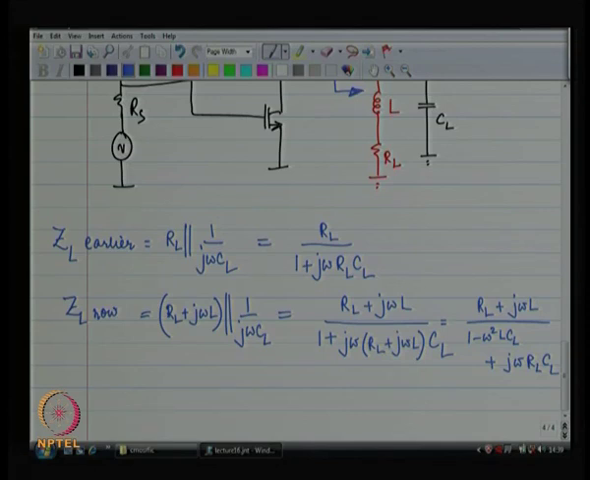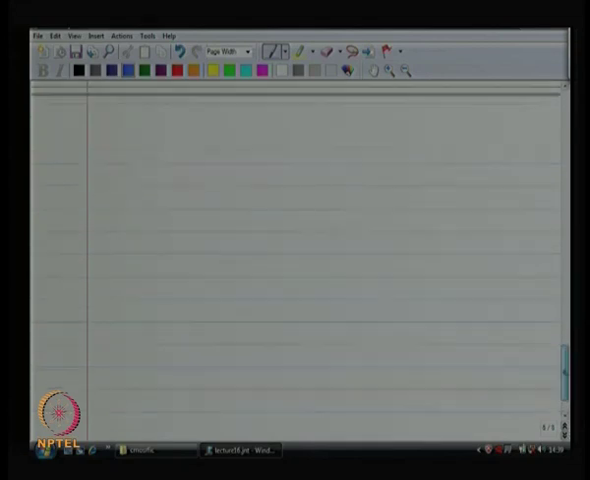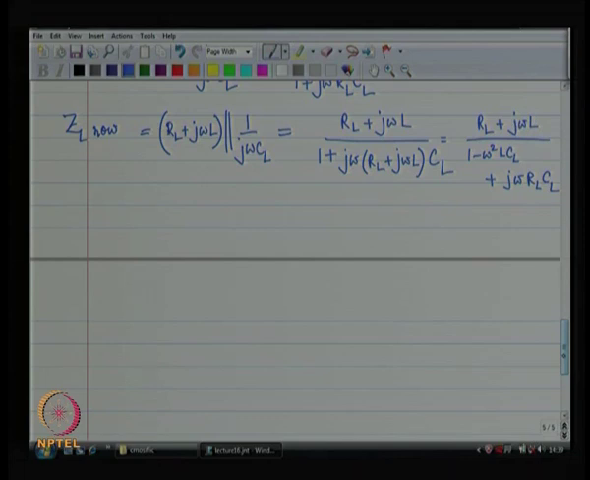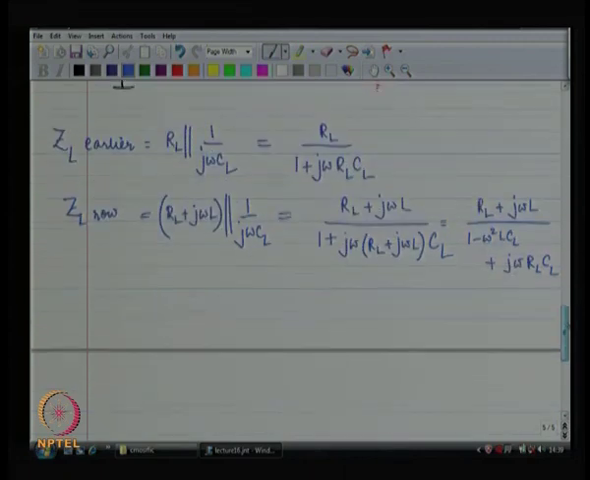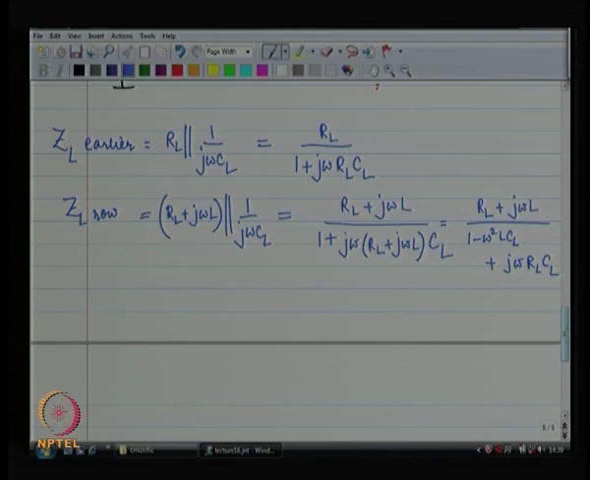So, what have we got? We have now arrived at a system which has a 0 and 2 poles. So, earlier our system had just one pole. Now, ZL has a 0 and 2 poles. All right.